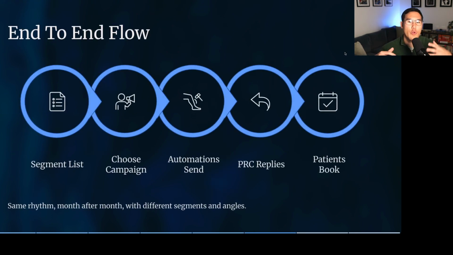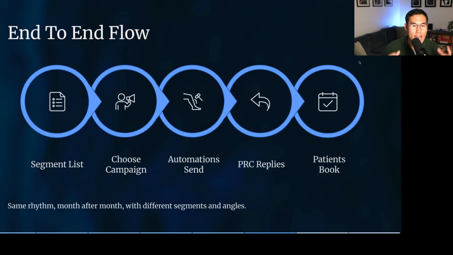So if we put it all together in a simple flow, we want to segment your database, for example, everyone who has not been in for over 6 months. We choose the right campaign, for example, a compliant win back with a clear reason for them to actually show. Automations send the messages, SMS and email, over a few days, over a few weeks, with built-in reminders and different response tracks. The PRC handles the majority of the replies, answers simple questions, offers availability, and books the patient into your calendar.